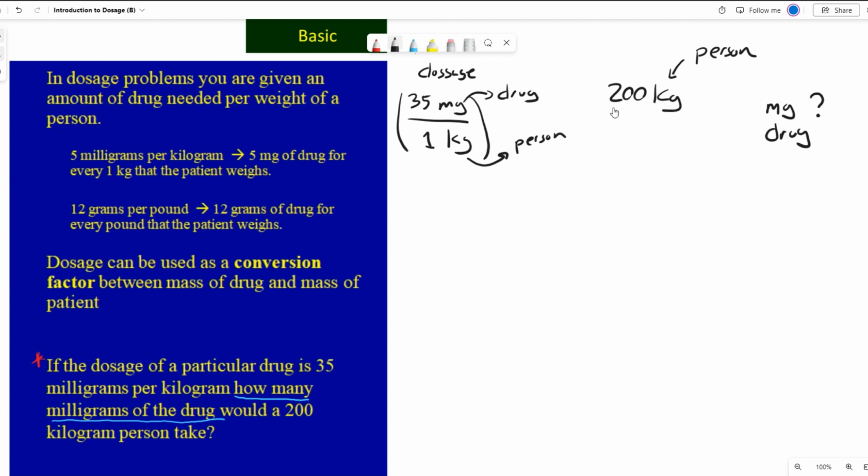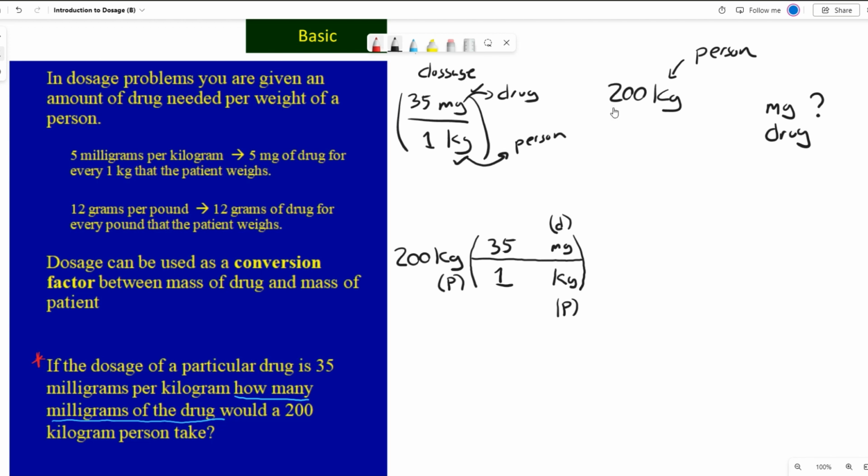So the first thing we're going to do is write down 200 kilograms. I'm going to put under here in parentheses P for person, just so we know that's for the person. Now we're going to use the dosage as a conversion factor. We want the mass of the person to cancel out, so we'll put kilograms on the bottom because that's what the person is. And then we want to be left with the mass of the drug, which is in milligrams. I'll put a little D above it so we know that's drug, because it's from up here. And that's 35 milligrams of drug for every 1 kilogram of person.